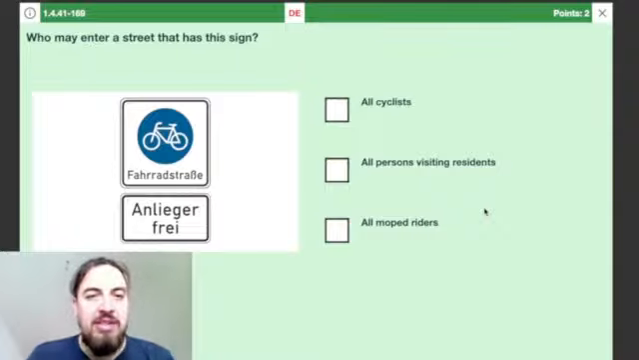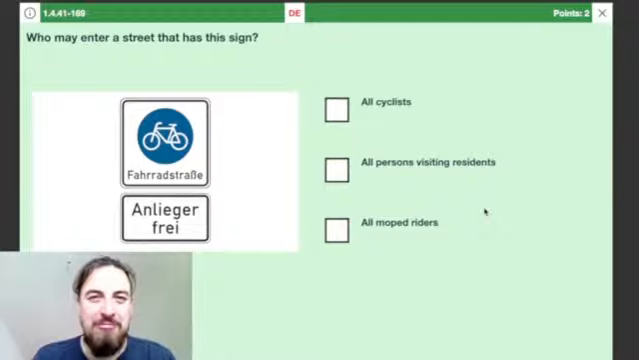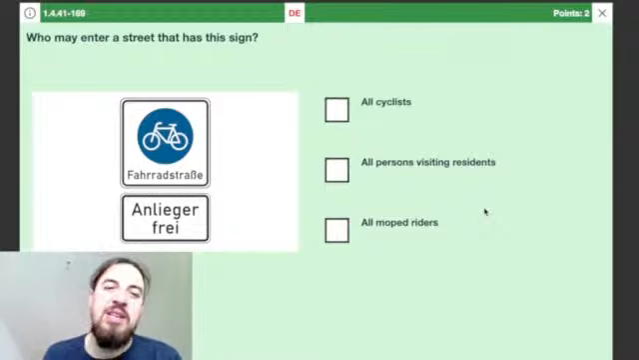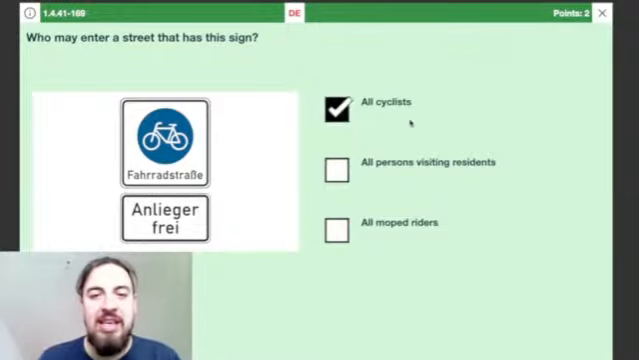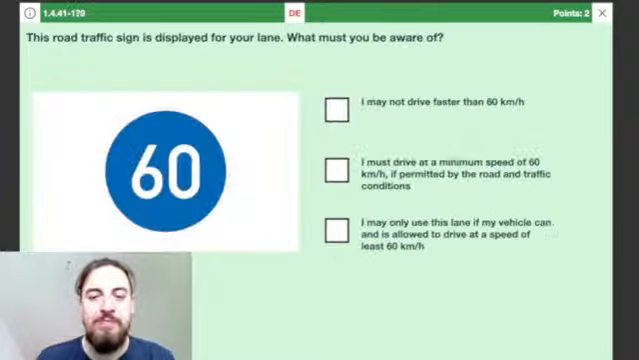Who may enter a street that has this sign? All cyclists, all persons visiting residents, all moped riders. So according to what I've explained before, obviously all cyclists can enter and all persons visiting residents, because we have that Anliegerfrei sign. And mopeds are not mentioned there, so just the first two answers.